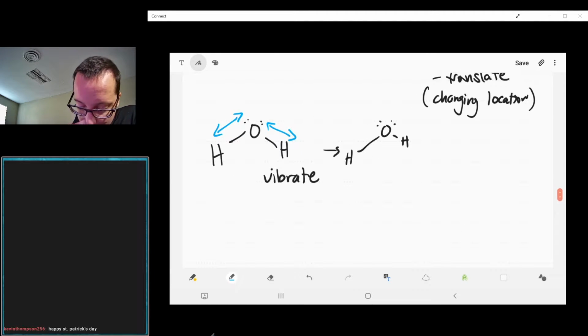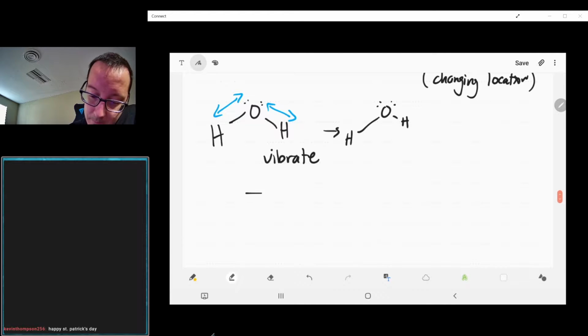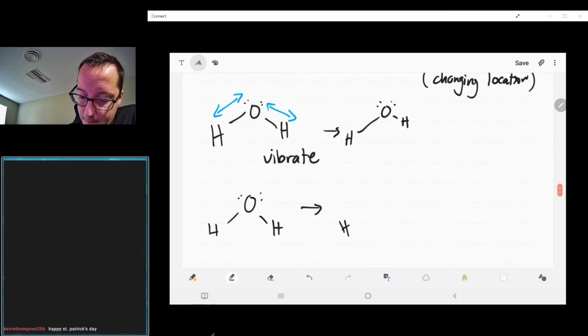If we think about it rotating, it's going to be swirling in place there. Not something that can happen in a solid. This is rotating.